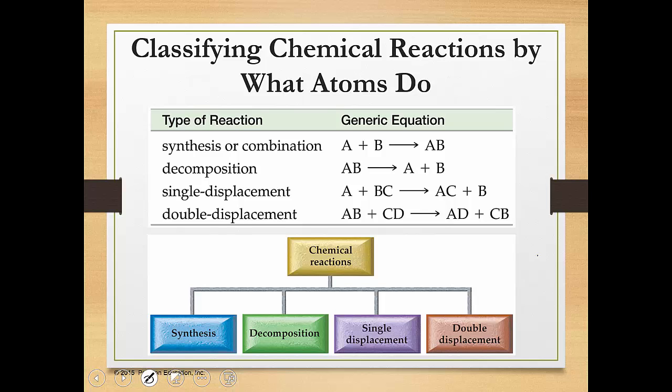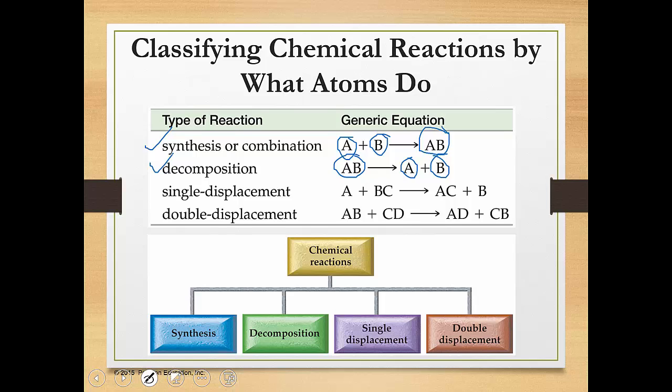So if we look at the reaction of compound A, whatever it is, plus compound B, I have two separate elements or compounds, and they combine together and bind together to form compound AB. This is known as a synthesis or combination reaction. Now, the reverse of that, if I take some compound AB that's bound together and break it apart into its constituents A and B, that's the opposite. Instead of combining them, I'm decomposing it. That's a decomposition reaction.